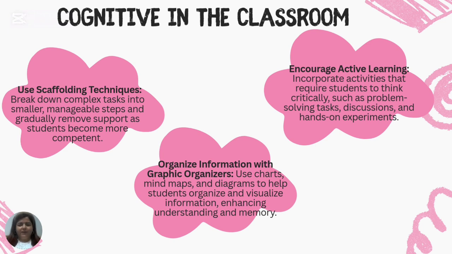Cognitive theory in the classroom. Use scaffolding techniques. Break down complex tasks into smaller, manageable steps and gradually remove support as students become more competent. Encourage active learning. Incorporate activities that require students to think critically, such as problem solving tasks, discussions, and hands-on experiments. And the last one, organize information with graphic organizers.